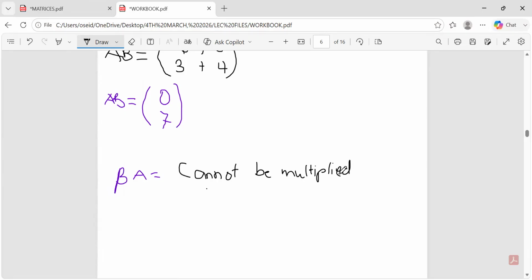Hence, we multiplied since B is a 2 by 1 matrix. It's a 2 by 1 matrix, but A is 2 by 2. Alright.